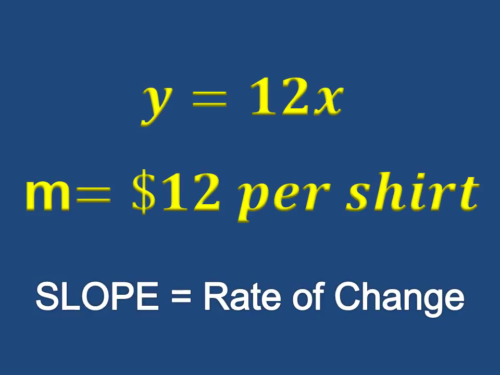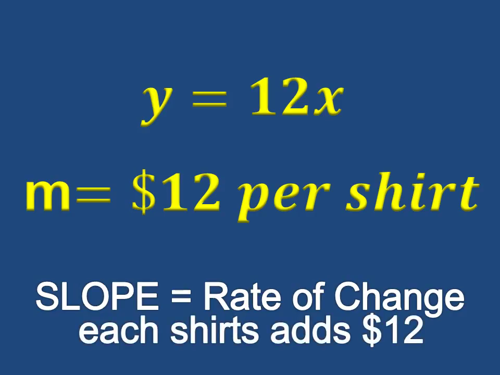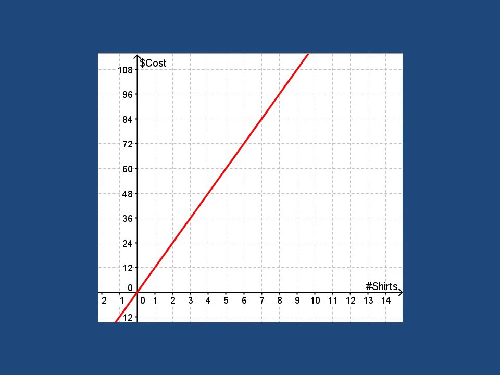Notice that for a linear function, the slope never changes. One more shirt always adds $12 to the cost, no matter how many shirts we might already have in the cart. On a graph, y equals 12x looks like this.